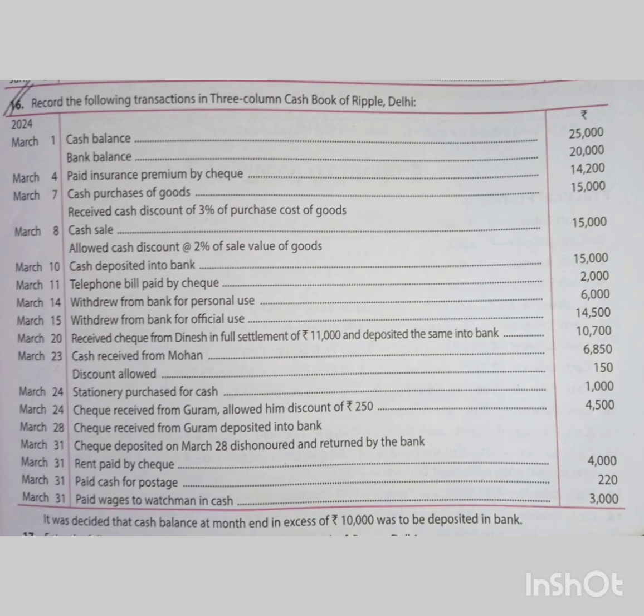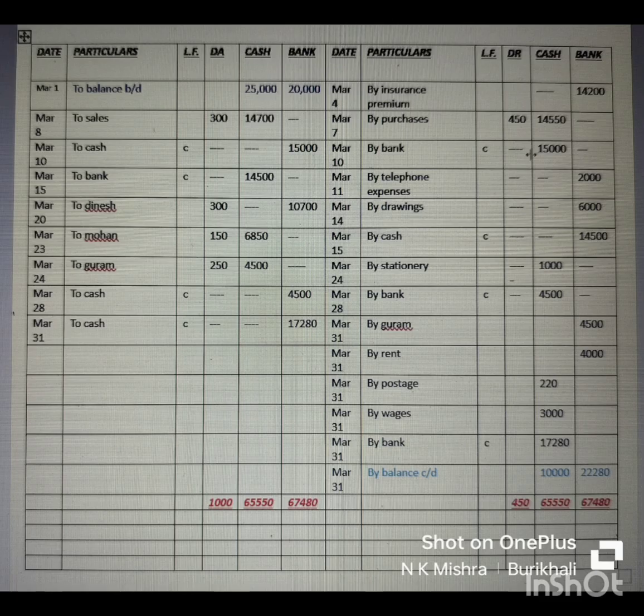I have solved it and I'm just showing you the basic solution, the way in which this sum can be done. I've drawn the format of the 3-column cash book. First entry is on 2024 March 1. For cash book, you should keep in mind: on the debit side, whatever comes in we record, and whatever money goes out we record on the credit side. This is the basic rule of cash book.